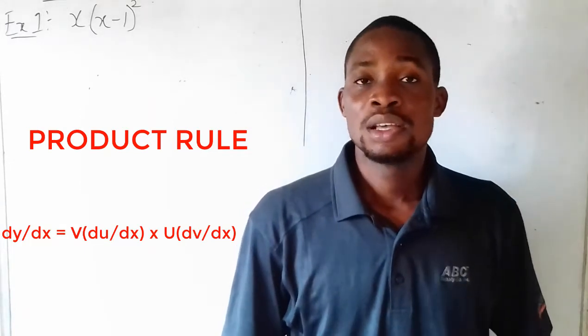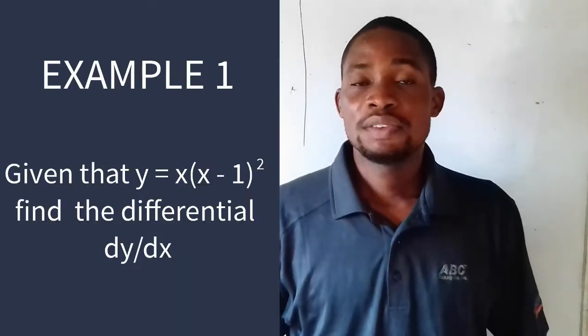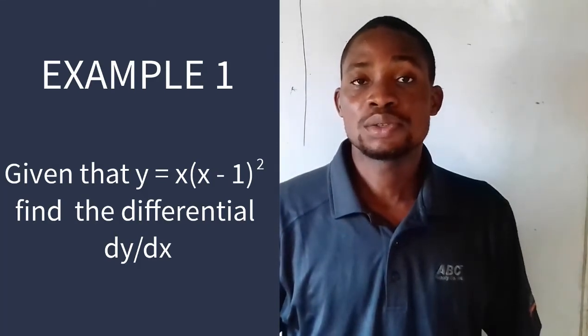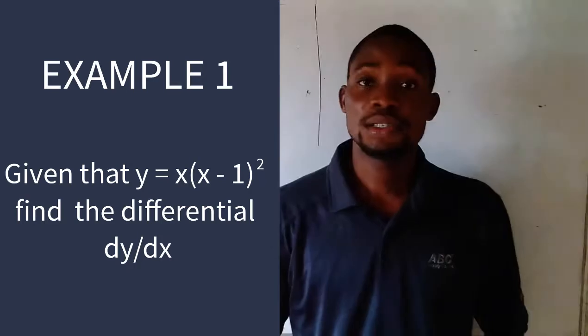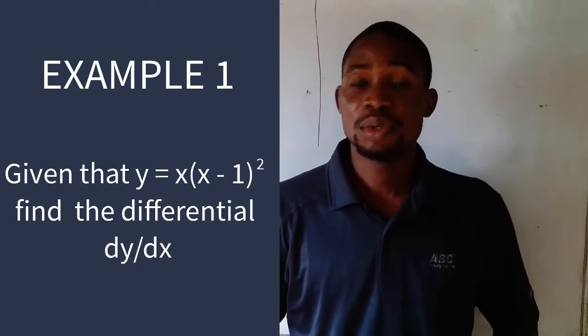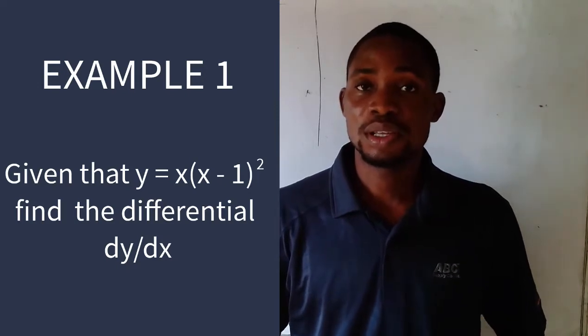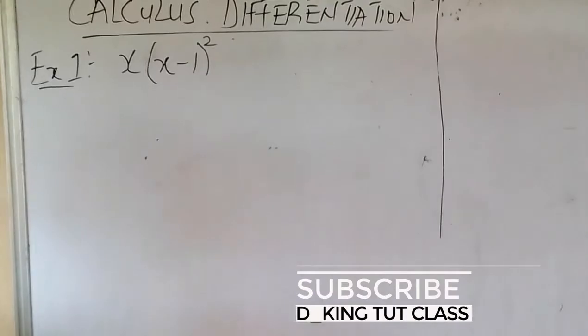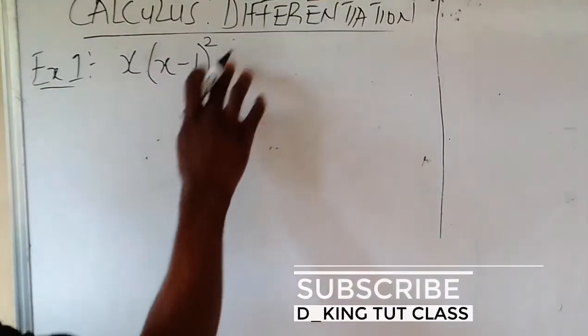So how can I use product rule to answer questions in calculus? Let's see how it goes. Example 1. Given that y equals x times (x minus 1) all squared, find dy/dx. In this case, we're going to use product rule, because we have two functions multiplied together, which are x and (x minus 1) all squared.